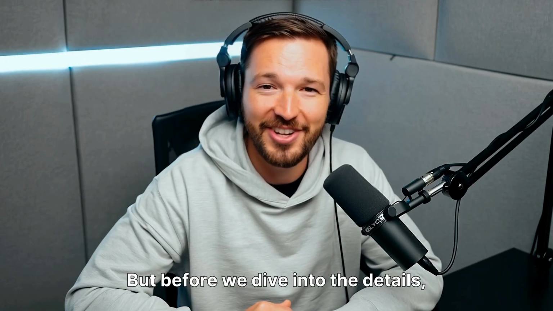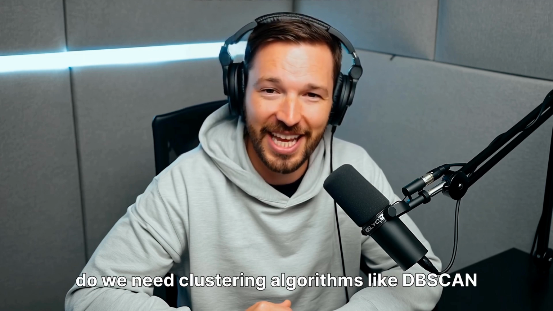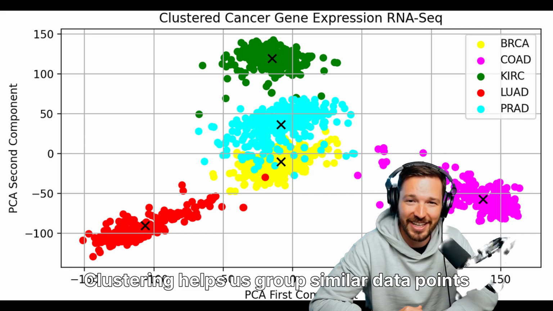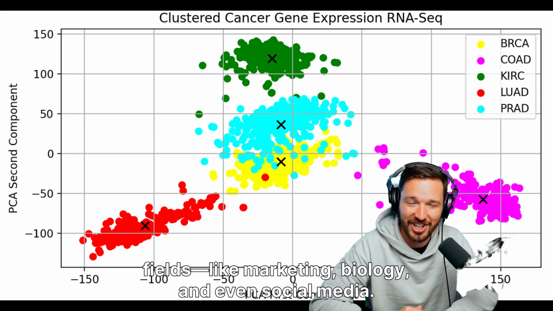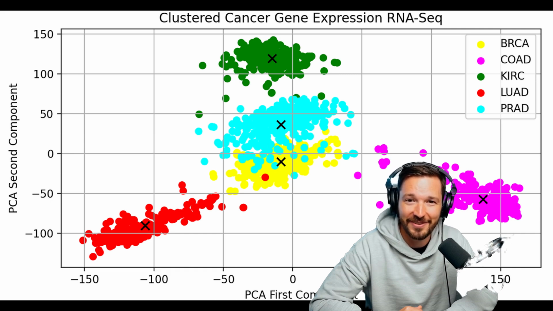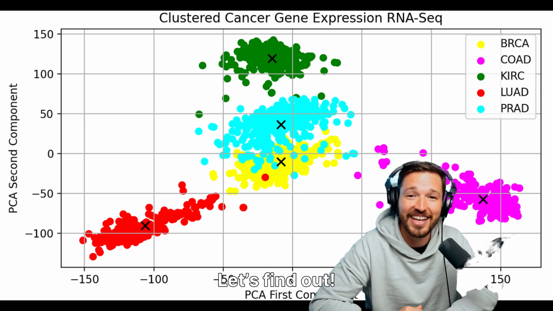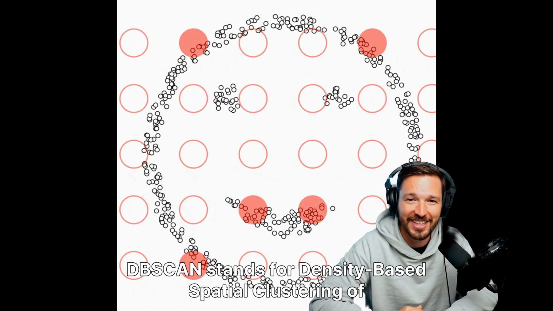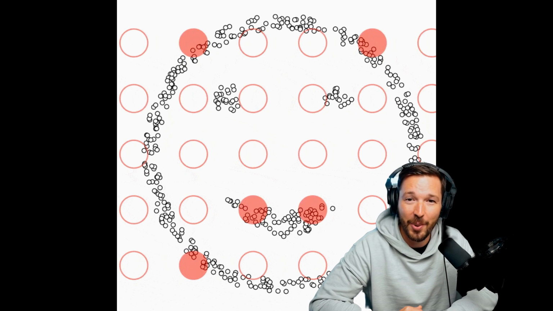But before we dive into the details, let's start with a key question. Why do we need clustering algorithms like DBSCAN in the first place? Clustering helps us group similar data points together, which is super useful in many fields like marketing, biology, and even social media. So, how does DBSCAN fit into this picture? Let's find out. DBSCAN stands for Density-Based Spatial Clustering of Applications with Noise. Wow, that's a mouthful. But don't worry, we're going to break it down.